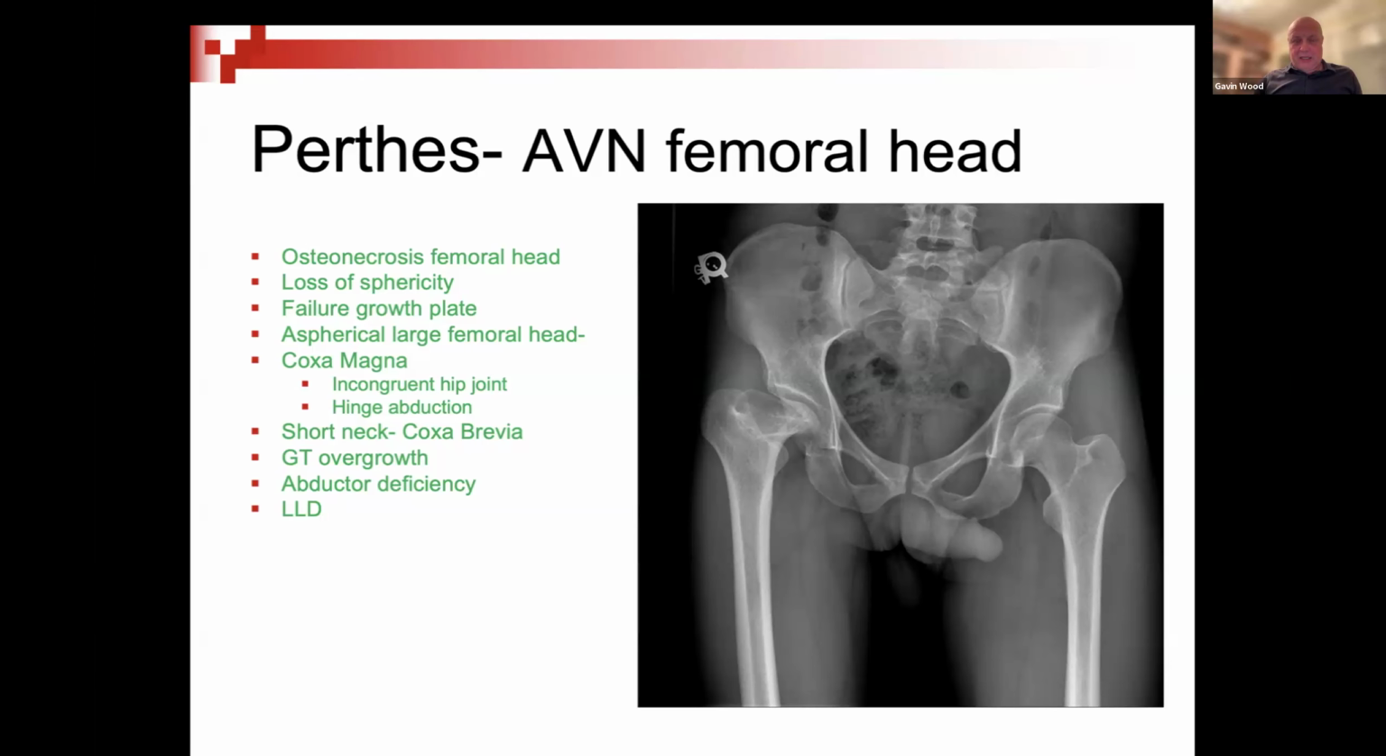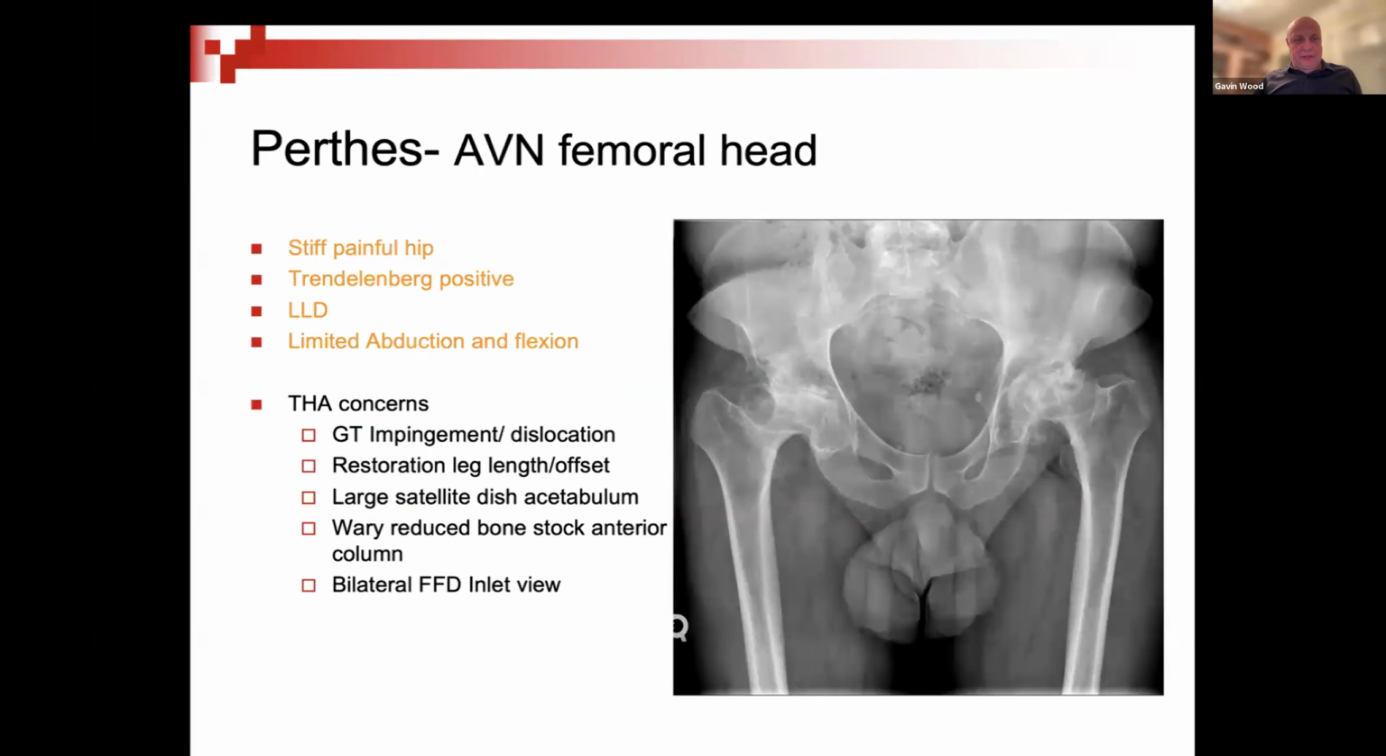And then you have a short neck or coxa breva with subsequent GT overgrowth, which can cause impingement, but also abductor deficiency and leg length discrepancy, as you can note here in this X-ray. So these patients will often have a stiff, painful hip, and they'll be Trendelenburg positive, have a leg length discrepancy with limited abduction and flexion. And in this case, this individual had bilateral Perthes disease as a child. And so the problem here doing a hip replacement is that you've got potentially GT impingement, which can lead to dislocation. You try to restore the leg length and offset for what a natural hip would be.